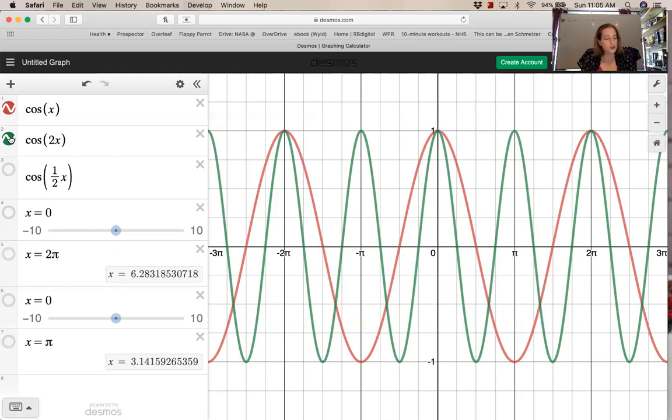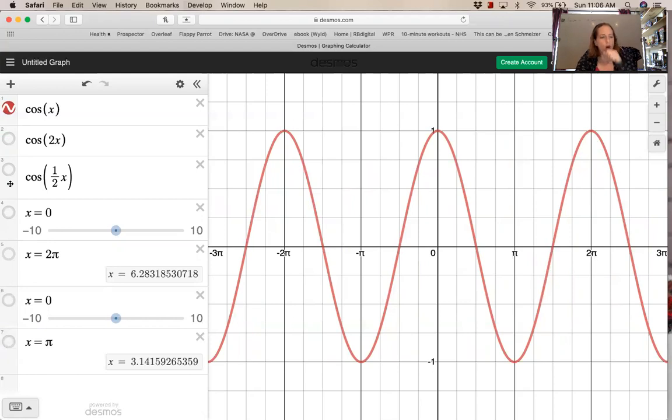So we've, I'm sorry, horizontally compressed that function, or made the period smaller. All right. So now let's look at the opposite. What do we think is going to happen when we have 1/2 x inside the argument? The 2x squished our period down, made our period half again as much. What about this? Any guesses?